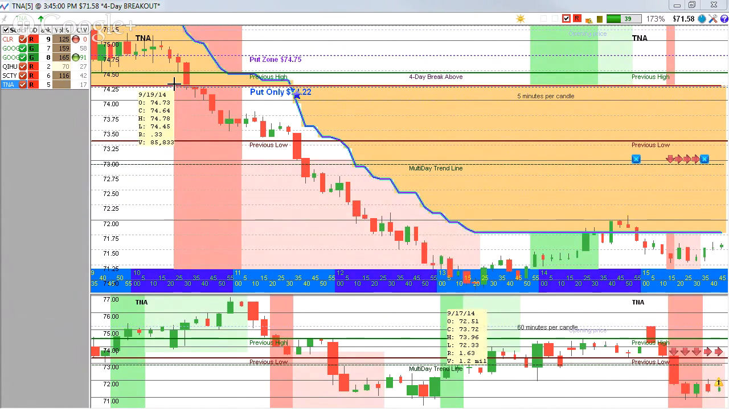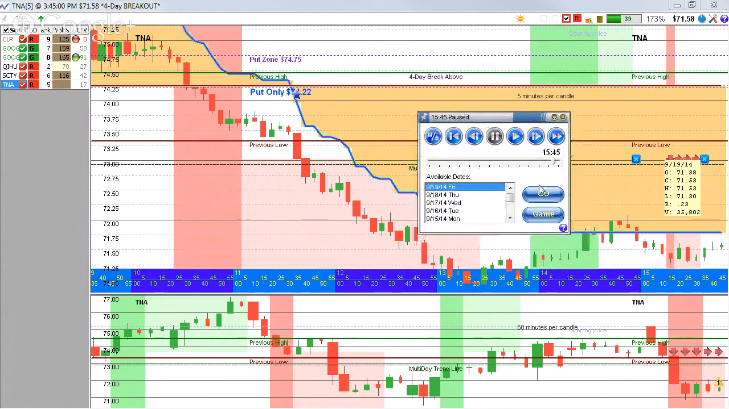So this is one where you'd say, well, I could probably ride that one, especially when it's breaking the previous low. I could probably ride that one. Now TNA is high liquidity. You can buy a lot of those contracts, no problem. If we just use the system here and say, well, let's go back to 10:30-ish.